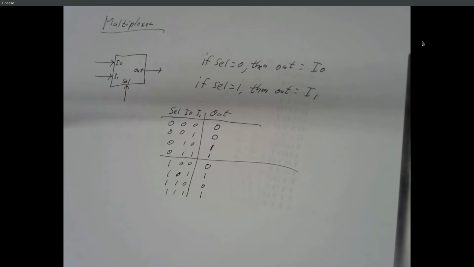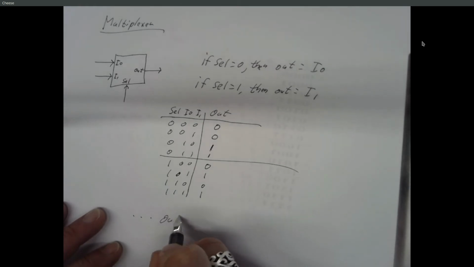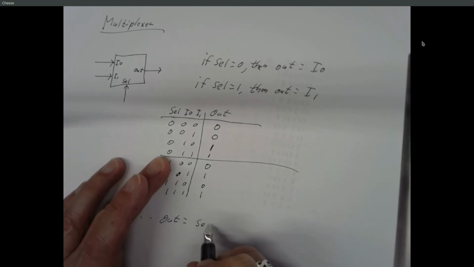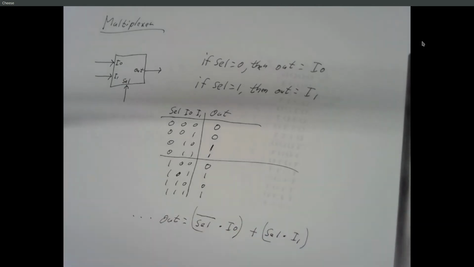And we can design a circuit to implement this. We could make a K-map, or we could just write a full sum of products or a product of sums or whatever we choose. And if we do all of that work, out's going to turn out to be equal to the inverse of select ANDed with in 0, or select ANDed with in 1. So it's not too bad to implement. A couple of AND gates, a 2-input OR gate.